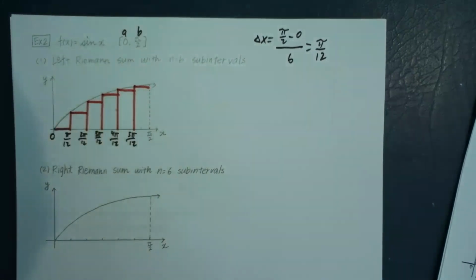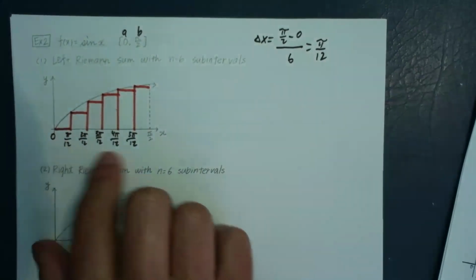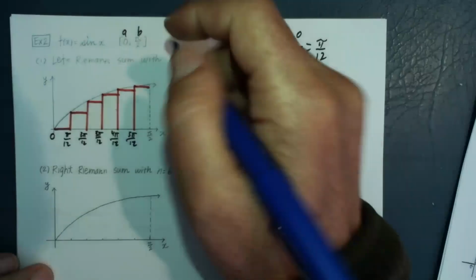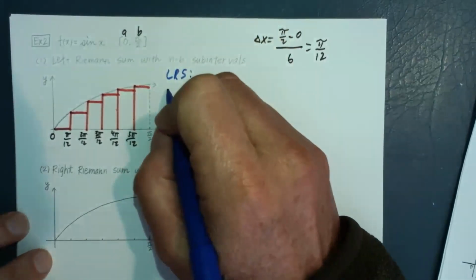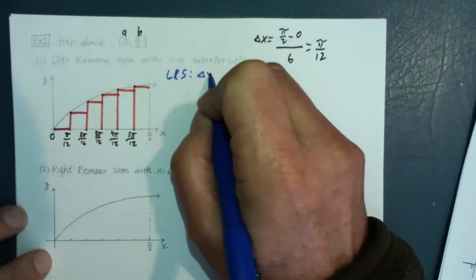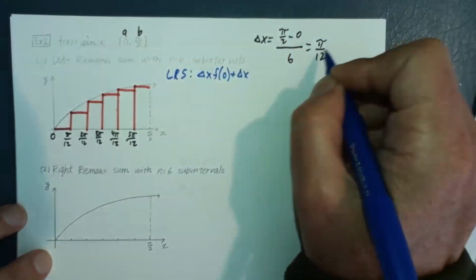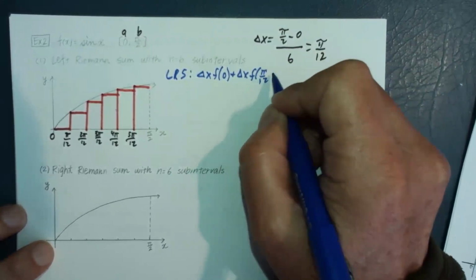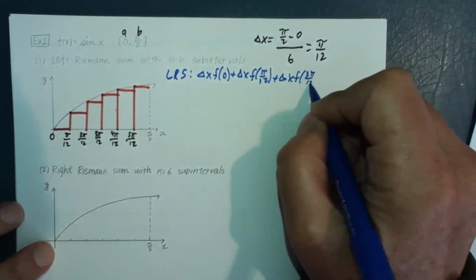And by the way, we have our delta x, that's the distance here. Now the height is going to be f of these, so it's going to be sine of that. So the left Riemann sum is going to be, let's write it out like this first, delta x f of 0 plus delta x, which we know is pi over 12, f of pi over 12, plus delta x f of 2 pi over 12.